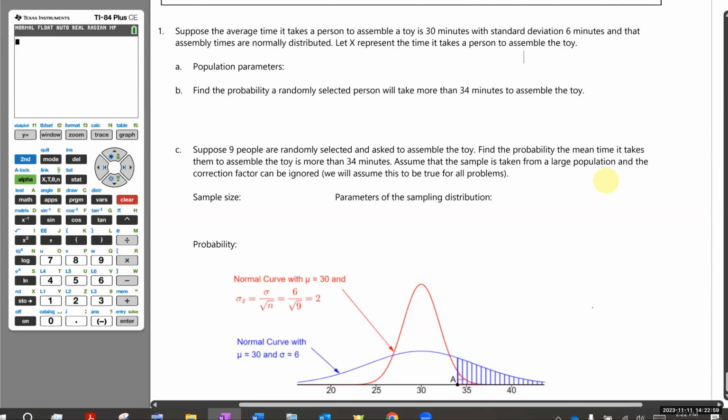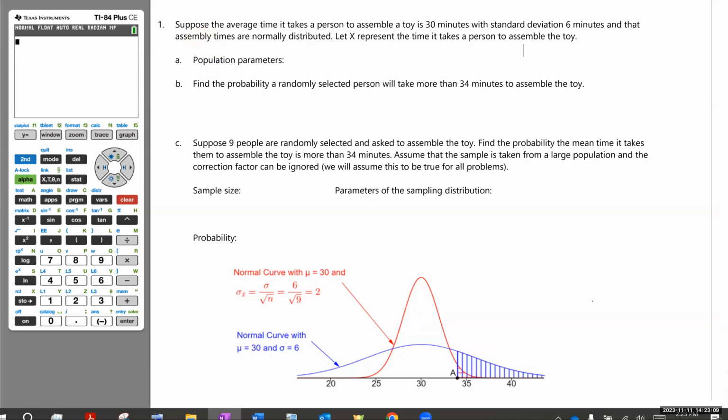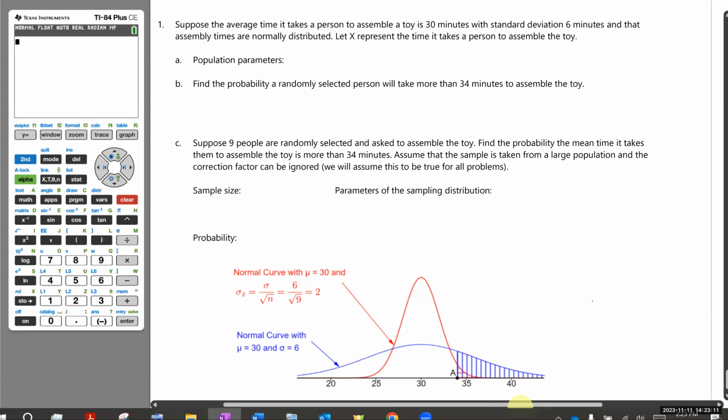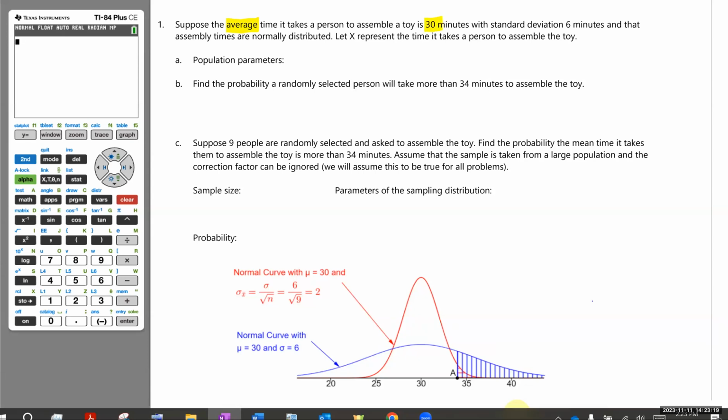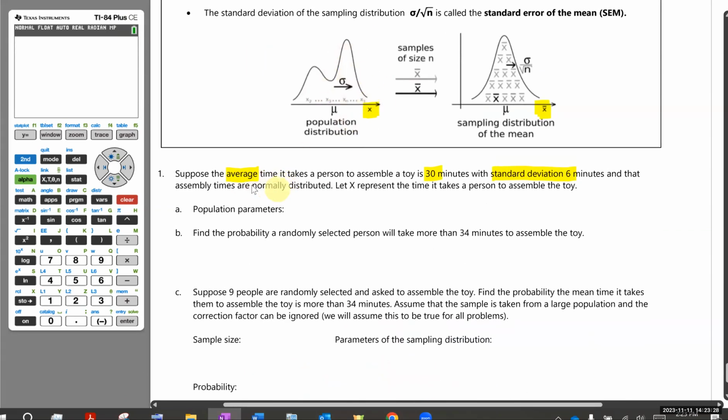Okay, so number one, suppose that the average time it takes a person to assemble a toy is 30 minutes with a standard deviation of 6 minutes. So we have an average or a mean of 30 minutes. So the average person takes 30 minutes and a standard deviation of 6 minutes, and assembly times are normally distributed. So up here, this distribution now is known to be normal. X is the time it takes a person to assemble the toy.